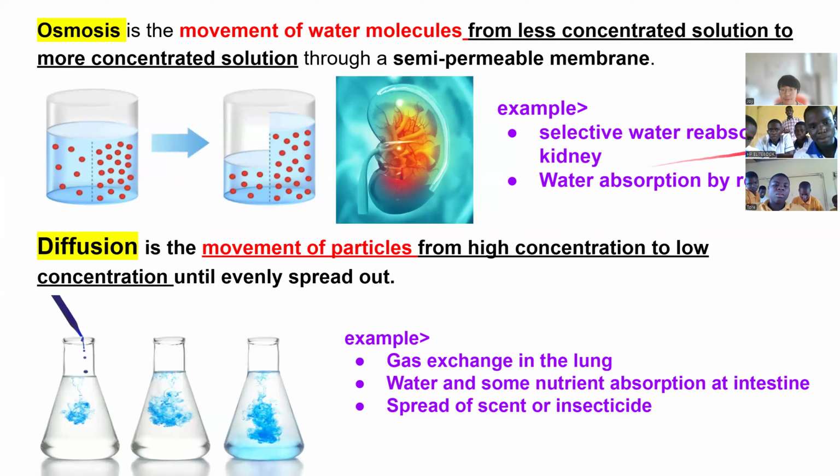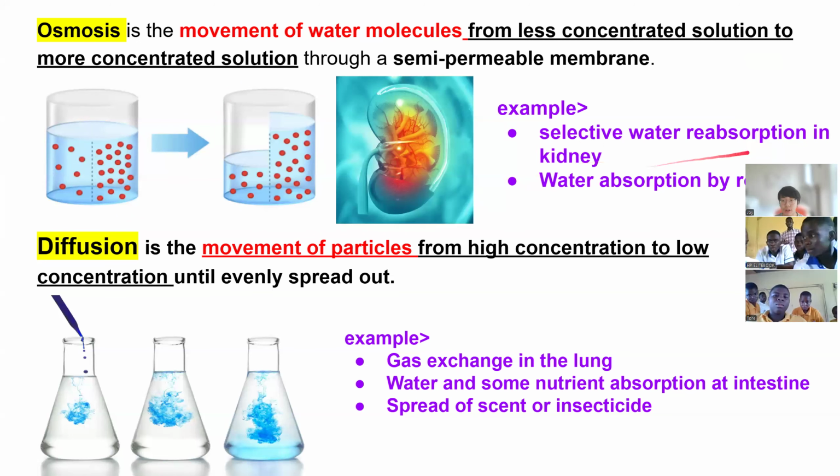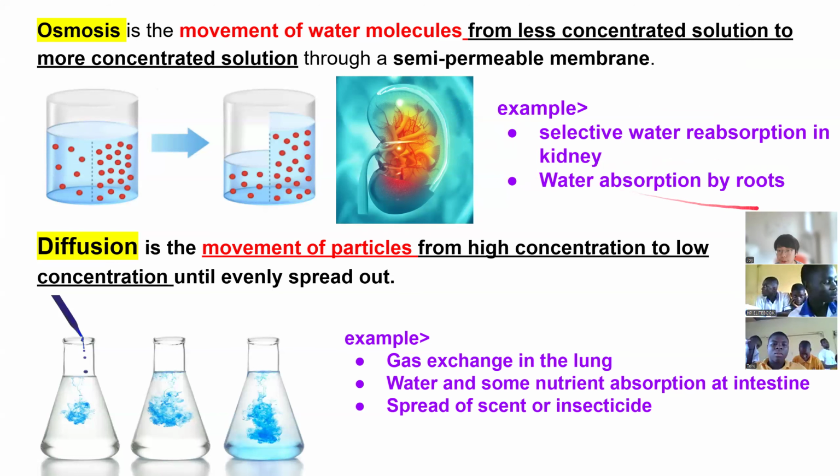An example is selective reabsorption in the kidney, where inside each nephron, in the blood vessels, water is absorbed and expelled. That's the formation of urine. And also water absorption by roots occurs by osmosis as well.